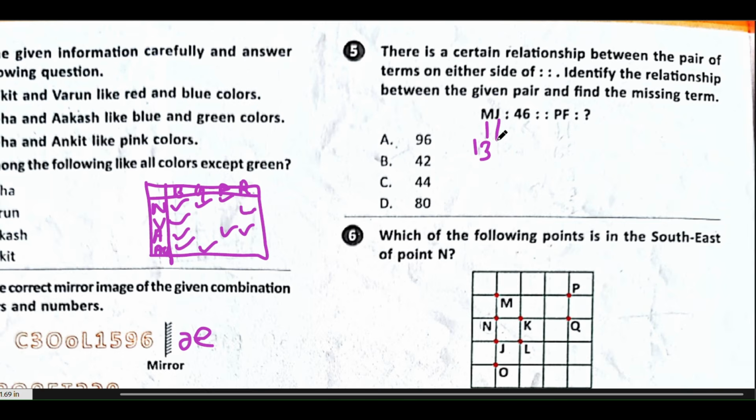And J, it comes at 10th place. So 10. Now we'll add these both. 13 plus 10 is equal to 23, and 23 plus 20 equals 43, which matches this rule. Now let us try it for P and F also. So P comes in place 16 and F is 6. 16 plus 6 equals 22 and 22 plus 20 equals 42. So option B is the correct answer.